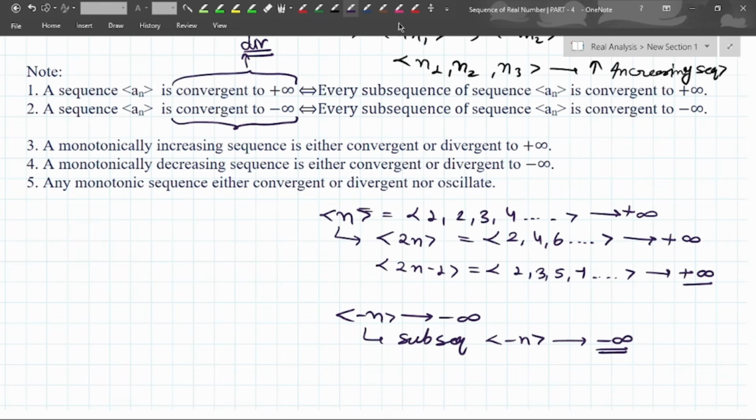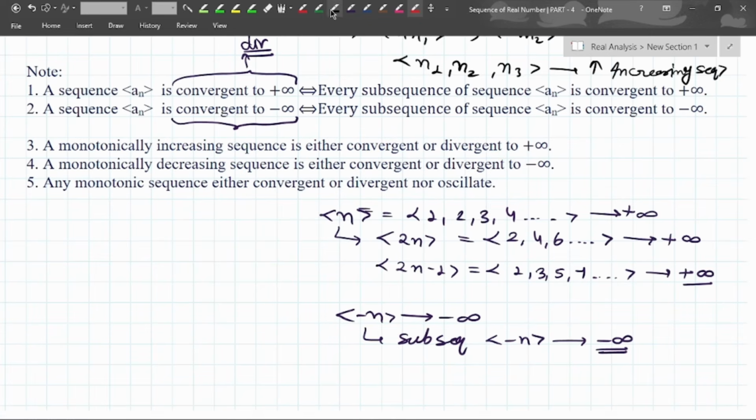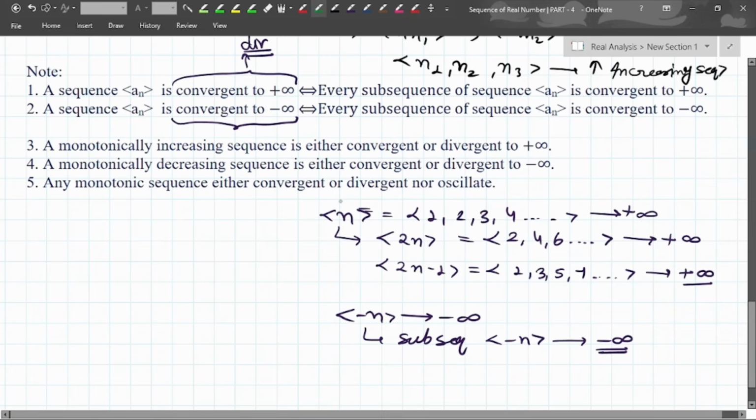Next, we have: a monotonically increasing sequence is either convergent or diverges to infinity. A monotonically increasing sequence, let's say this, is monotonically increasing. It is also a strictly increasing sequence. Similarly, you can take the example of a monotonically decreasing sequence. Any monotonic sequence either converges or diverges, it does not oscillate.